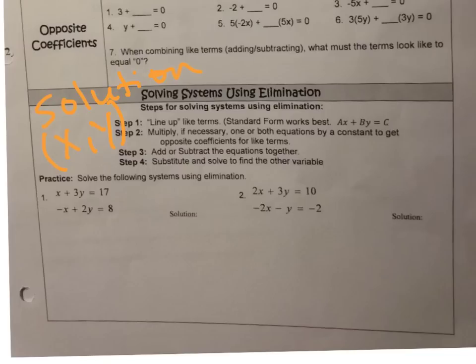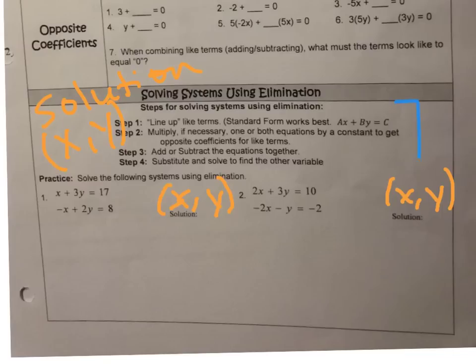So if you need to, on numbers 1 and 2, where it has the word solution, go ahead and write above that your answer should look like an x and a y value written as an ordered pair. That way we know when we're done, when we know we have our final answer.